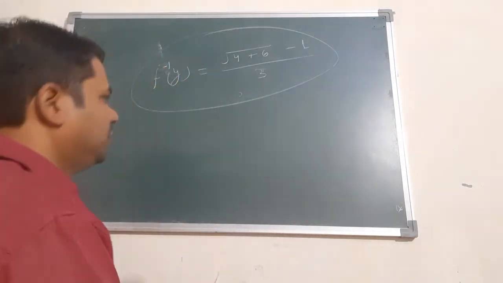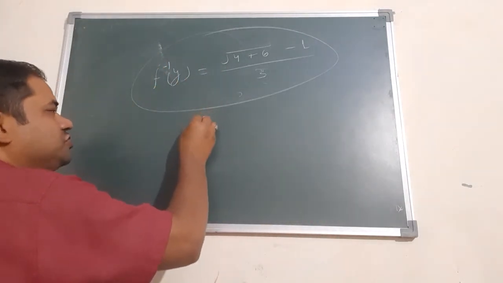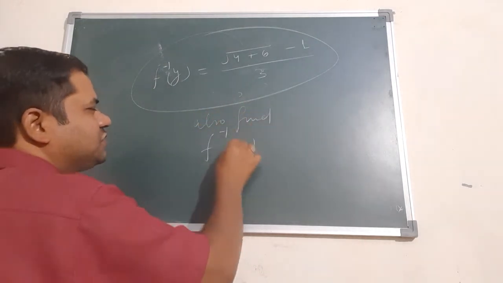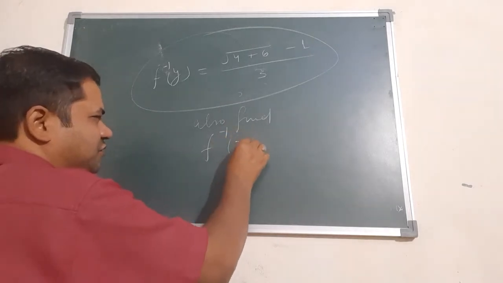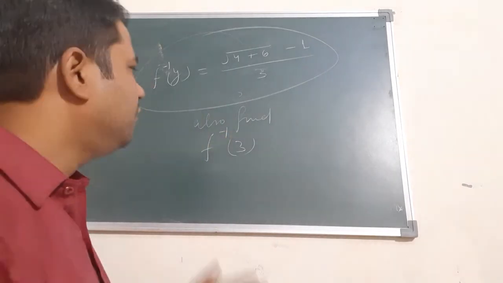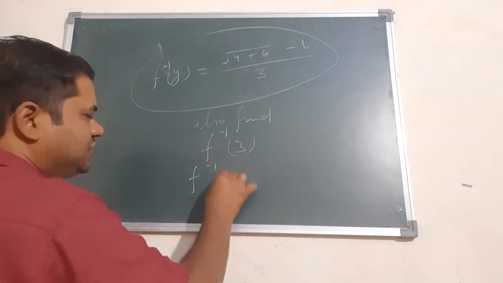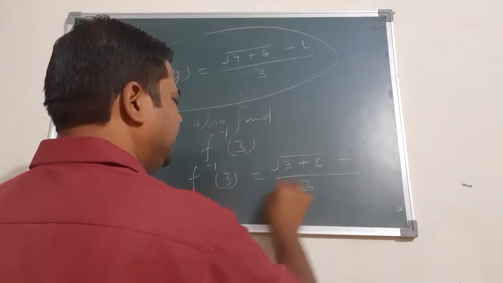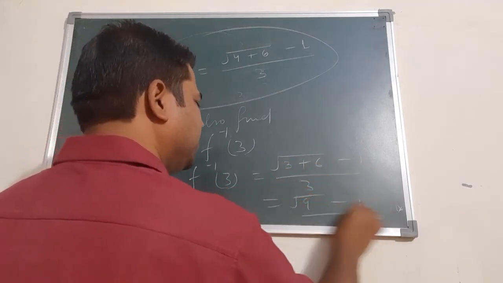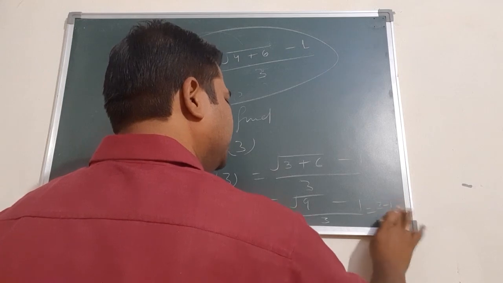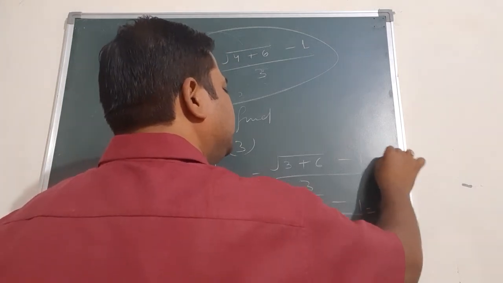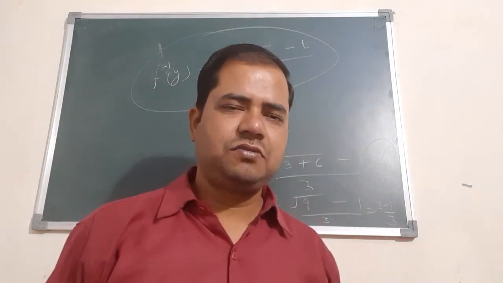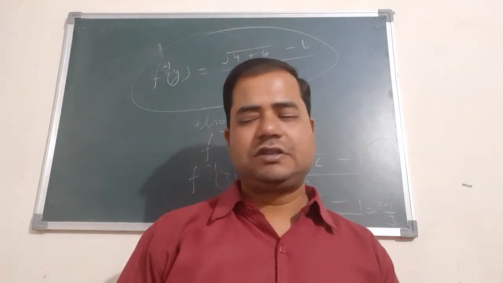Okay. So one more step is added. Also find f inverse 2, suppose, or f inverse 3, suppose f inverse 3. Okay. So how will you find? It's simple. f inverse 3 is what? Root of 3 plus 6 minus 1 upon 3, root of 9 minus 1 upon 3, so 3 minus 1 upon 3, and this is nothing but 2 by 3. So one more step is added here. So you just solve. So please try to solve the exercise.